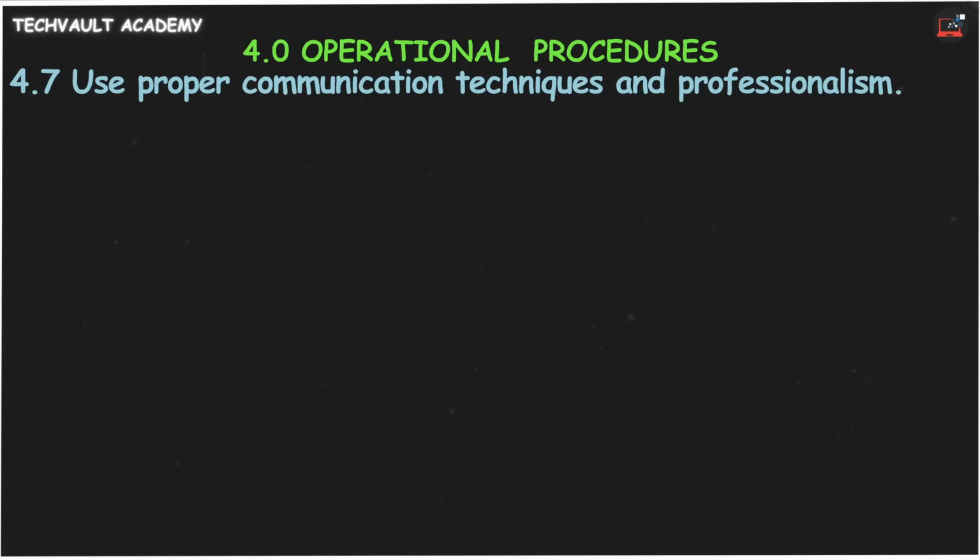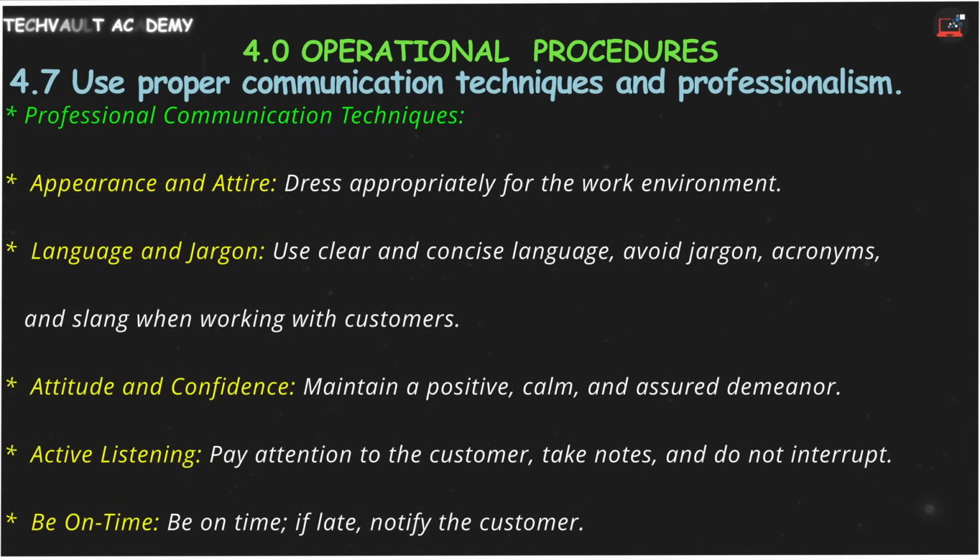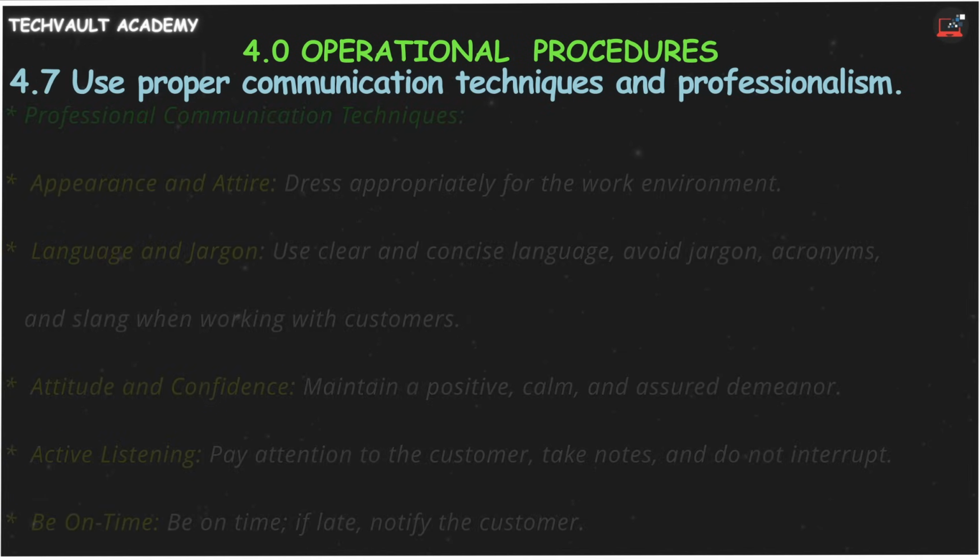Objective 4.7. Given a scenario, use proper communication techniques and professionalism. Professional communication techniques: appearance and attire. Dress appropriately for the work environment. Language and jargon: use clear and concise language, and avoid jargon, acronyms, and slang when working with customers. Attitude and confidence: maintain a positive, calm, and assured demeanor. Active listening: pay attention to the customer, take notes, and do not interrupt. Be on time. If late, notify the customer.